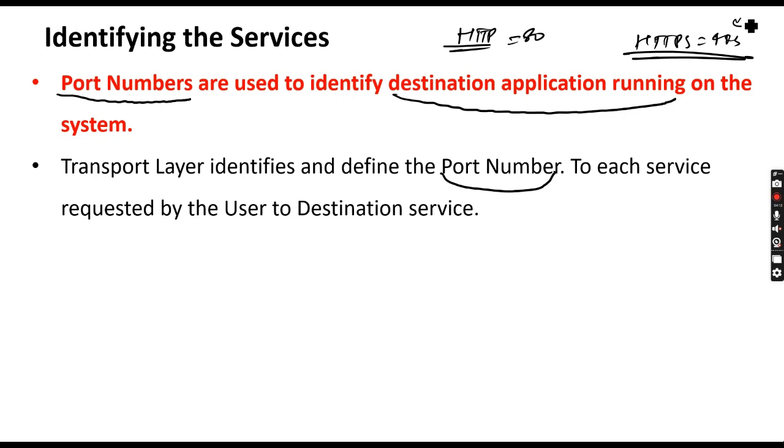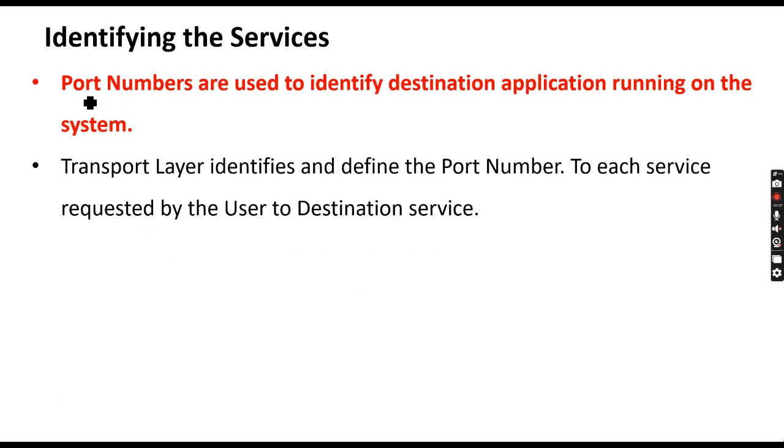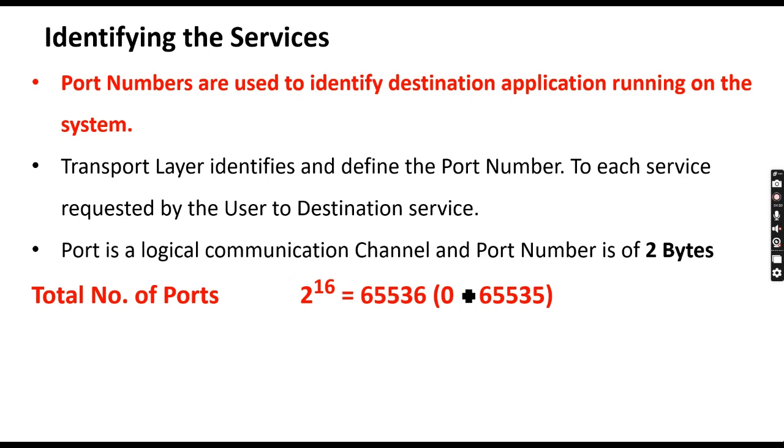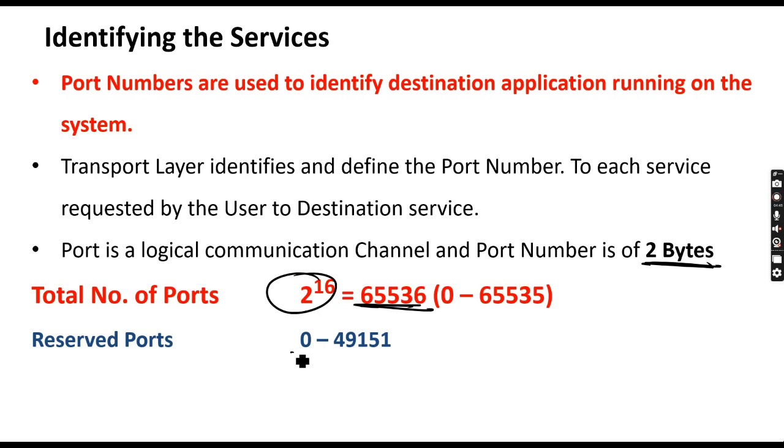Who has defined these port numbers? Basically these are standardized port numbers. If anyone says port number 80 or port number 443, you can understand which service it is, HTTP or HTTPS. The major point again: these port numbers are basically logical communication channels, which are 2 bytes of address, 2 power 16, so total 0 to 65,535, in which some of the port numbers are reserved, like 0 to 49151 are the reserved port numbers. Means these port numbers are already defined for some specific purpose.